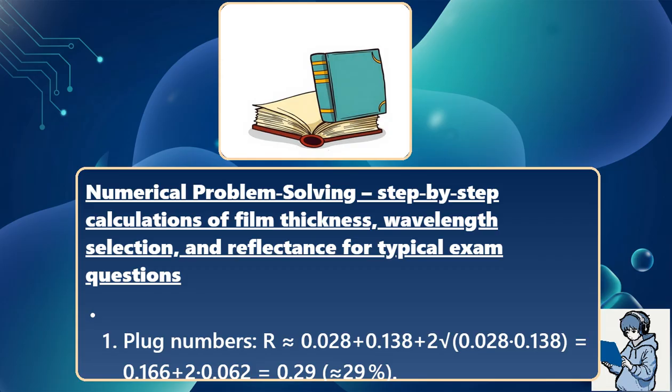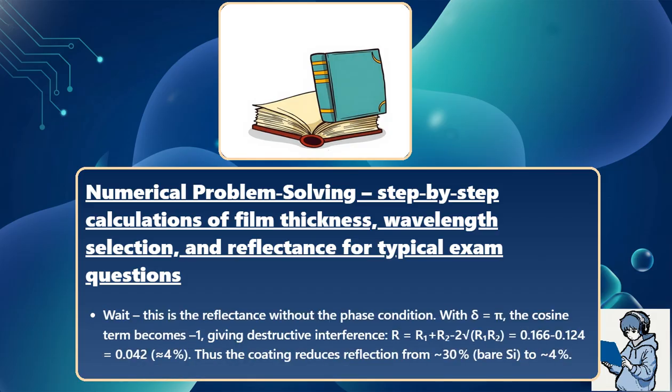Plug numbers. R approximately 0.028 plus 0.138 plus 2 times the square root of 0.028 times 0.138 equals 0.166 plus 2 times 0.062 equals 0.29, approximately 29%. This is the reflectance without the phase condition. With delta equals pi, the cosine term becomes -1, giving destructive interference. R equals R1 plus R2 minus 2 times the square root of R1 times R2 equals 0.166 minus 0.124 equals 0.042, approximately 4%. Thus the coating reduces reflection from about 30% for bare silicon to about 4%.